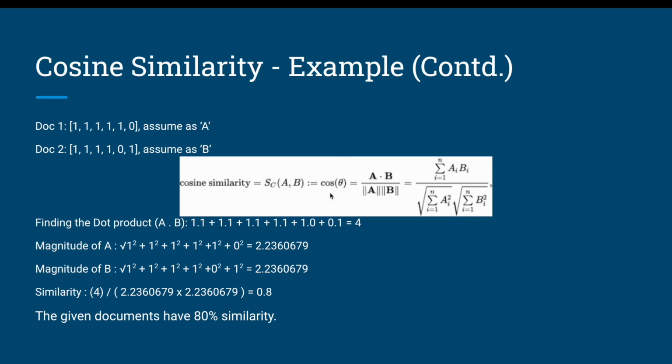So this is the cosine similarity formula. To find the cosine similarity, we have to divide the dot product of A and B by both the magnitudes multiplied. Finding the dot product, it's 4, and the magnitude of A is 2.23 and the magnitude of B is 2.23, and finally the similarity measure is 4 divided by 2.23 times 2.23, which is 0.8. From the given answer, we could say that both doc1 and doc2 are 80% similar.